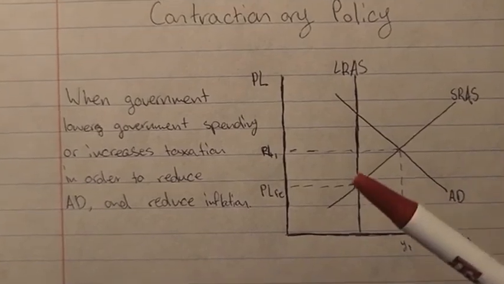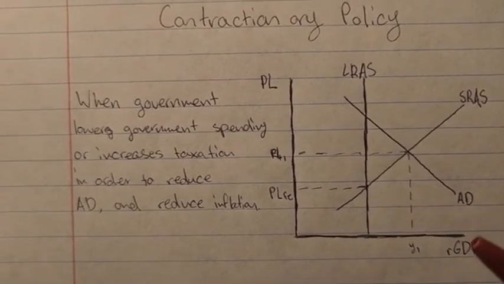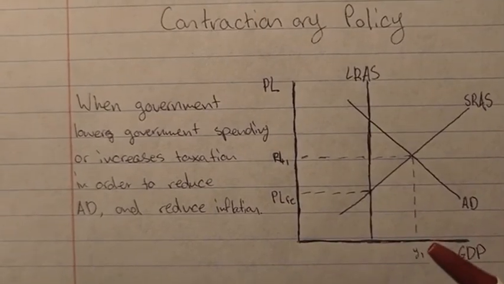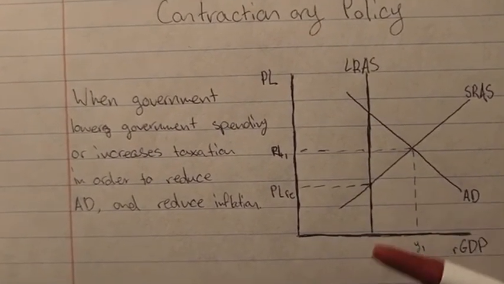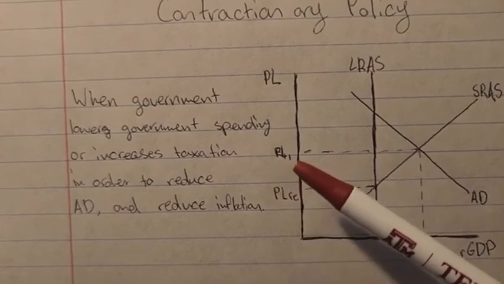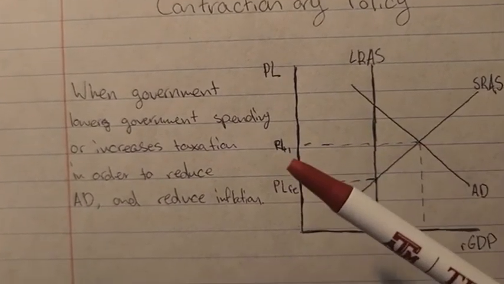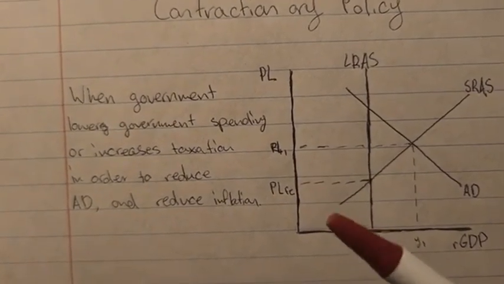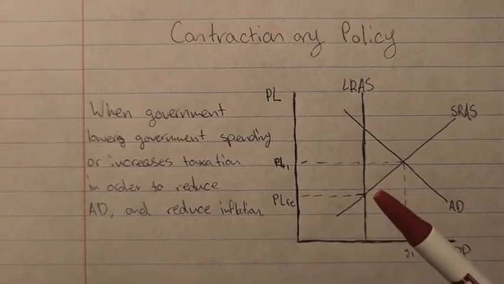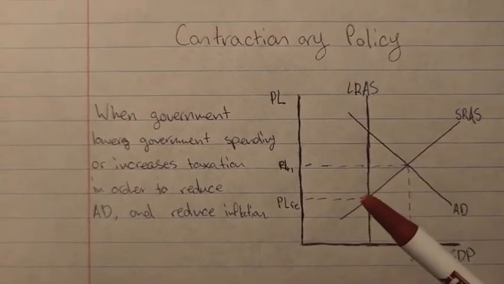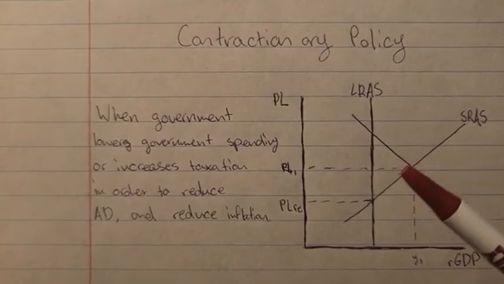If we take a look at our AD-AS model, this economy is currently producing over its full employment output. That is Y1 at the higher output, which in turn gives us this high inflationary point right here. That is price level 1. What we want is the economy to be producing at the price level of full employment. And that is shown by the aggregate demand curve slightly going to the right.